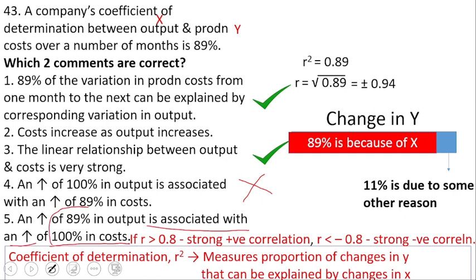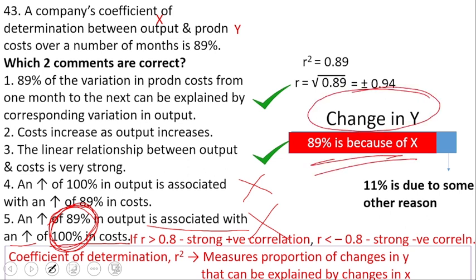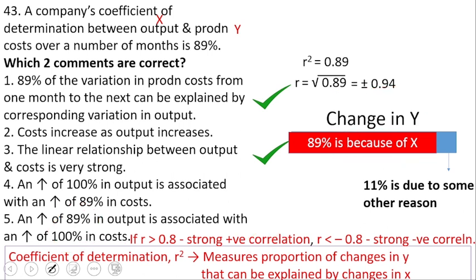Here again, this comment tries to establish a relationship between x and y. But that's not the case. It is how much of the changes in y is because of x. That is what coefficient of determination is all about. So finally, the right answers are comment 1 and comment 3 only.